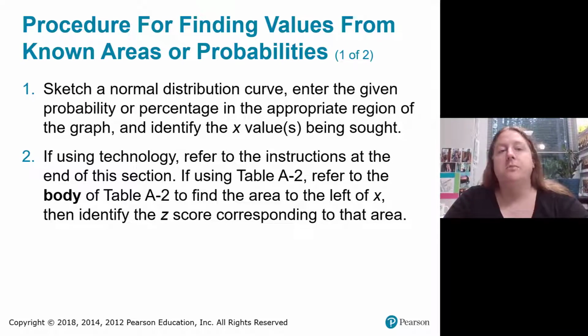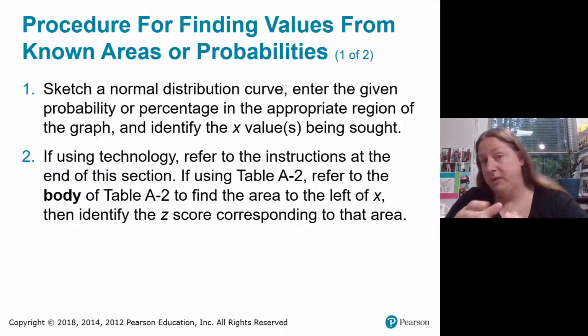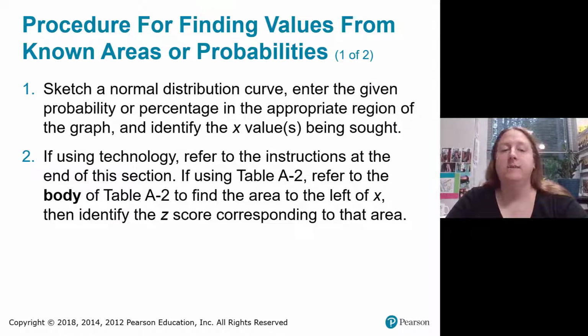All right, so procedure for finding values from known areas or probabilities. So this is going to look really similar to what it was last time, except where we have this added complexity of we have real x values instead of just straight up z-scores to deal with. So we want to be able to identify the x value, and we're going to go through the intermediate step of identifying the z-score. So step 1, you're going to sketch the graph to help you out, and you're going to identify where the x value should be about based on the area that you're looking for.